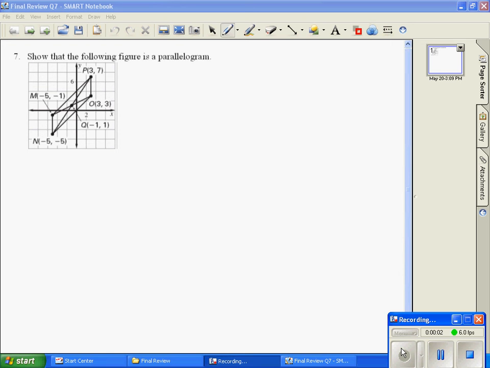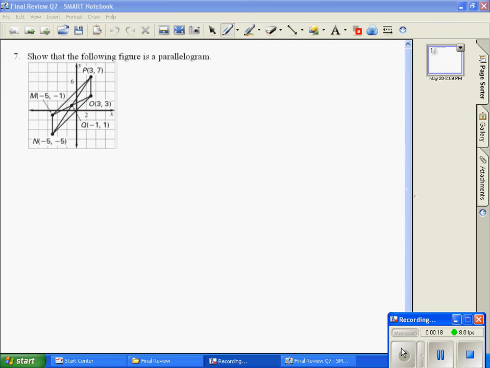Show that the following figure is a parallelogram. Okay, so we have a couple of ways of showing that. This is technically a proof, but it's an algebraic proof. So we have technically three ways of showing that a figure is a parallelogram.